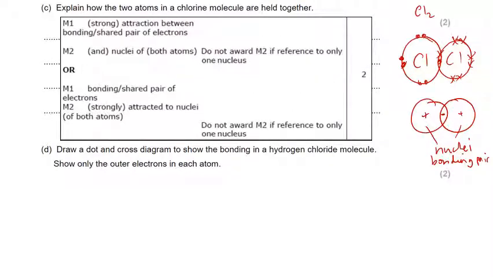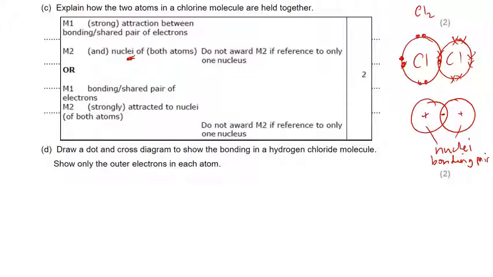So your first mark is the attraction between the bonding or shared pair of electrons and the nuclei of both atoms. You need to mention that there's two nuclei. You can't just say one nucleus because that doesn't hold the atoms together. It's between the two nuclei. So be careful when talking about that. You don't get the second mark if you reference only one nucleus or one atom, because that assumes that there's not another atom involved.